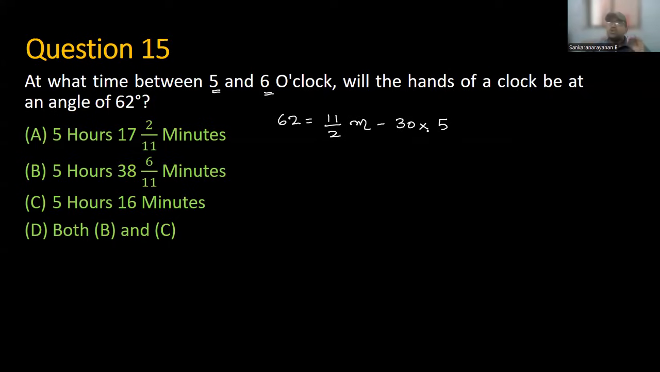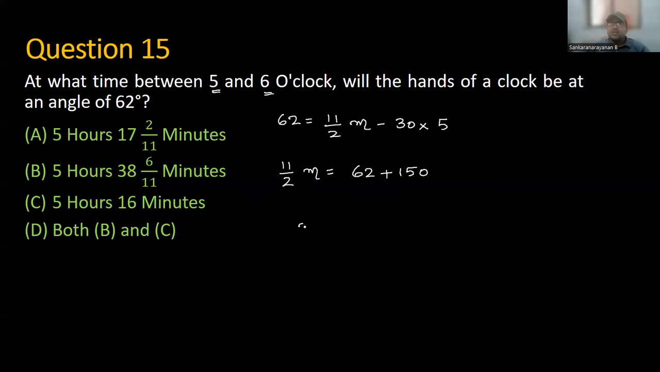So 62 is equal to 11 by 2m minus 30 into 5, because it is happening between 5 o'clock and 6 o'clock. Done? So we can see now 11 by 2m is nothing but 62 plus 30 into 5, that is coming here as 150.